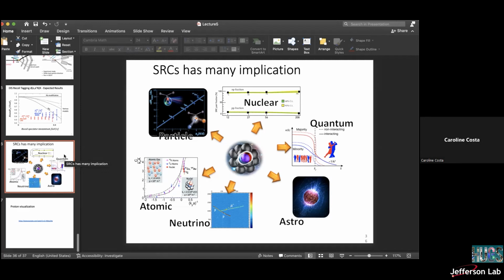Yeah, just a comment maybe on the neutron star question. Since neutron stars have more neutrons than protons, the neutron-neutron pair is, I think, not too small to take into account. I mean, they are probably important in this case.